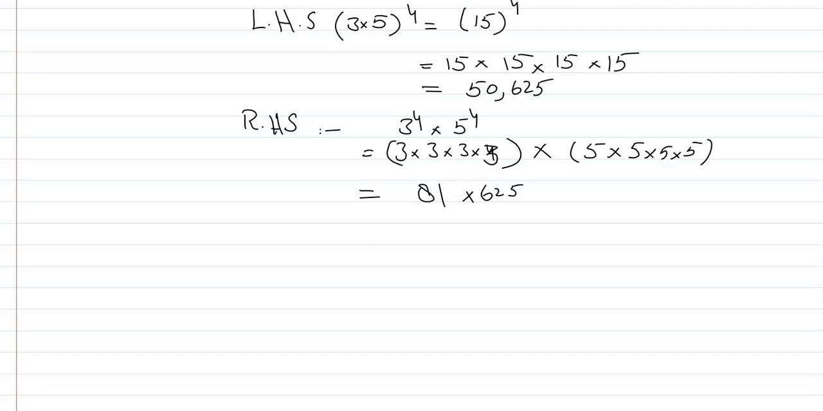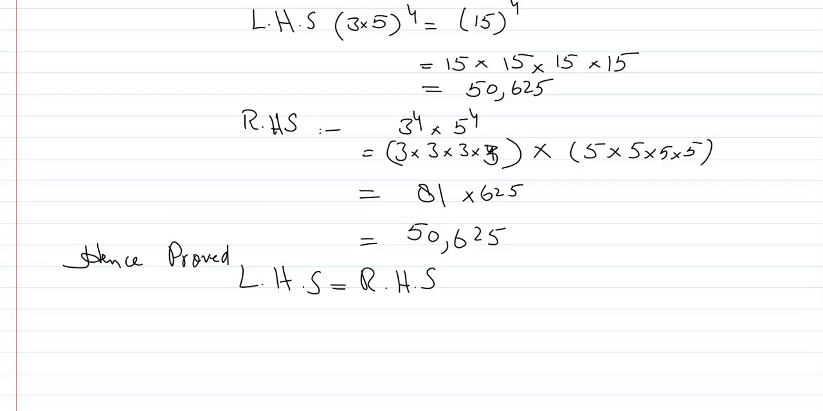When we multiply 81 and 625, we get 50,625. As left hand side is equal to right hand side, hence proved. In the last you write: hence proved, left hand side is equal to right hand side.